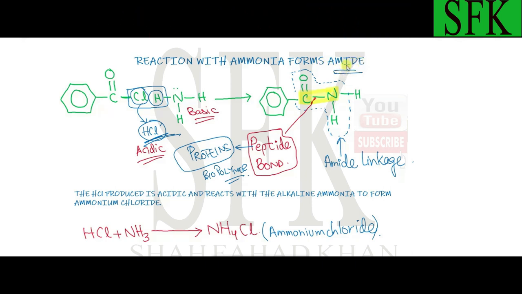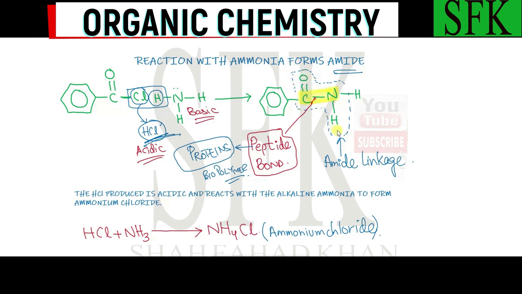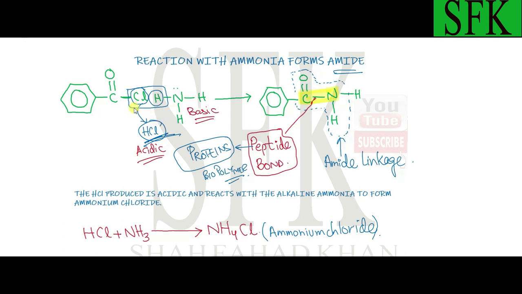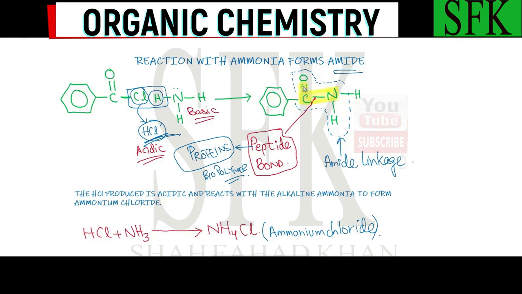An amide is any compound that contains an amide linkage: carbon double bonded oxygen directly attached to the nitrogen with a hydrogen. This entire dotted blue part represents the amide linkage. We have our acyl chloride over here. This time we have an acyl chloride with the benzene ring, benzoyl chloride, reacting with ammonia. Now the hydrogen of ammonia and the chlorine atom of the acyl chloride both combine forming HCl. Again, a condensation reaction occurs, and this time an amide linkage is formed, carbon double bonded oxygen with a nitrogen and a hydrogen directly attached.